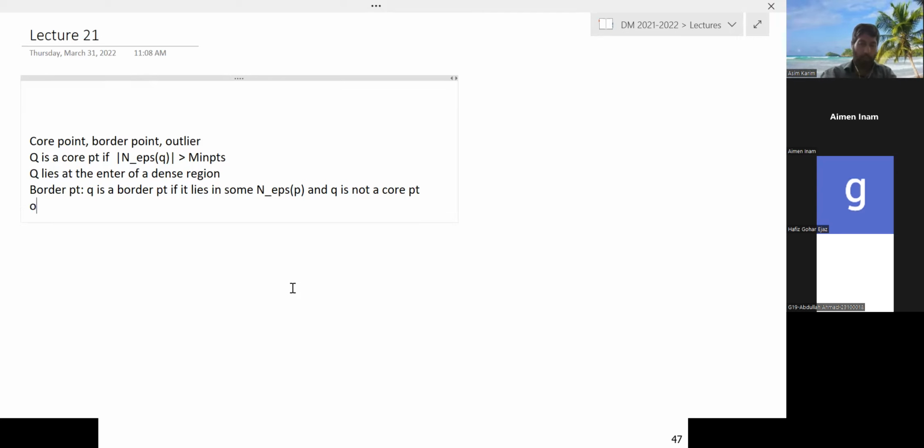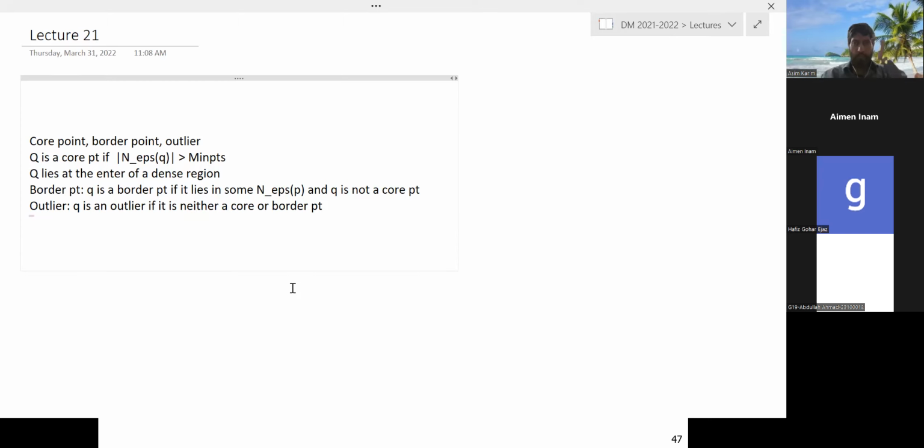And then, of course, outlier. So Q is an outlier if it is neither a core or border point. Okay. So anything that does not lie in a dense region is an outlier. And of course, as I said, density is defined by those two parameters, EPS and min points. So I hope this is clear.